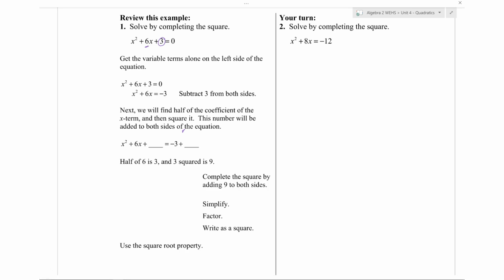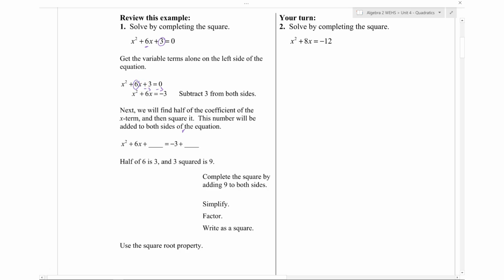The first step is to get the variables or terms alone on the left side of the equation. Just like they did here, they went ahead and subtracted 3 from both sides. So we have x squared plus 6x equals negative 3. Next, we will find half of the coefficient of the x term. In this case, it's 6.